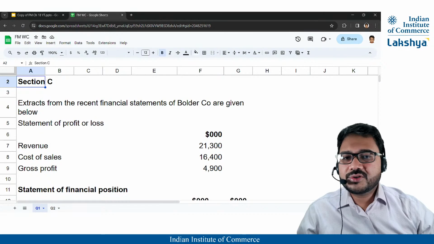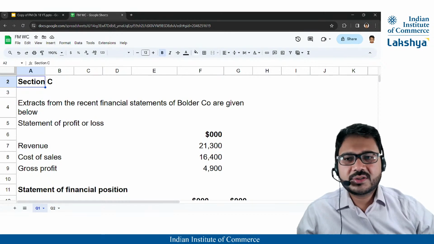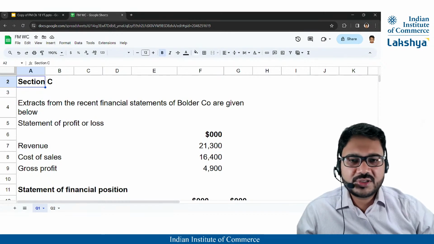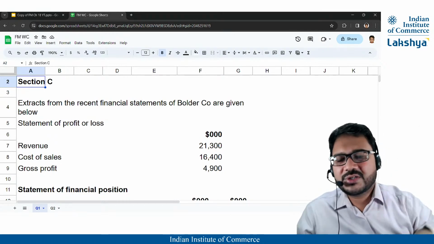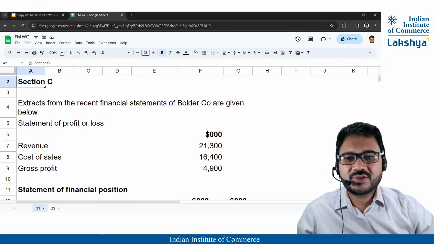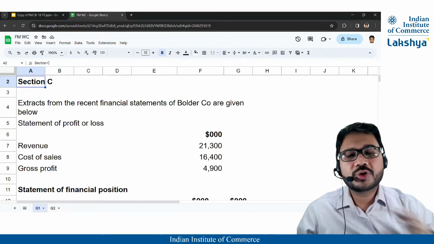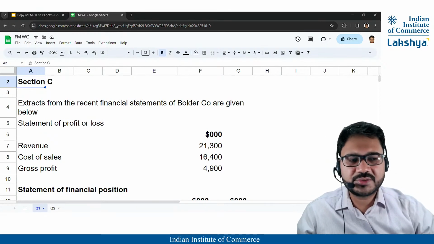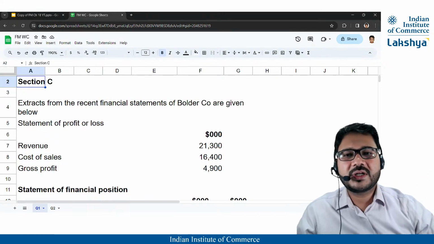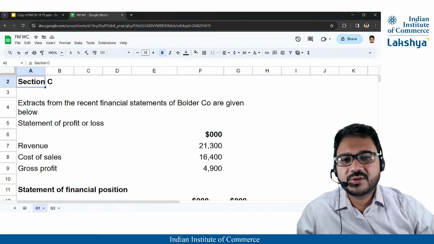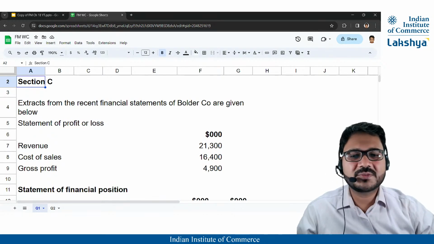Right. So let us solve some section C style questions. I have picked up two questions from working capital. Both are not from receivables management. One is from receivables management, and the other one is from cash management, because a lot of people skip cash management.